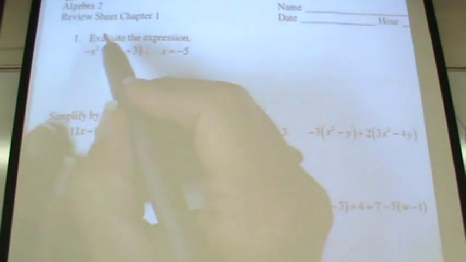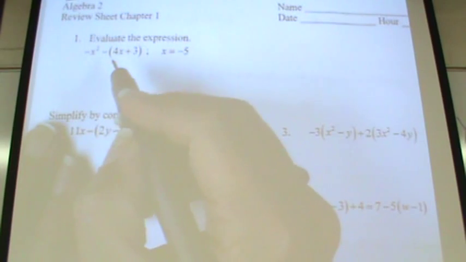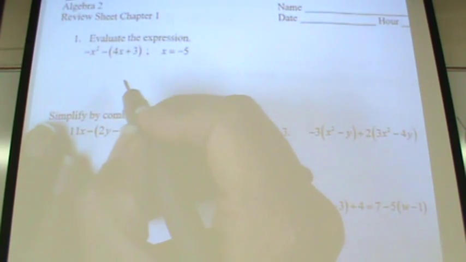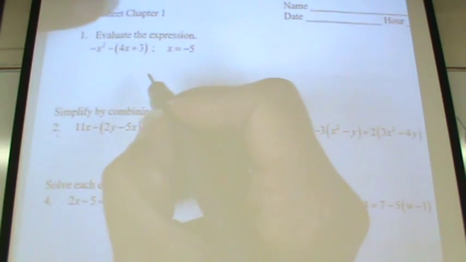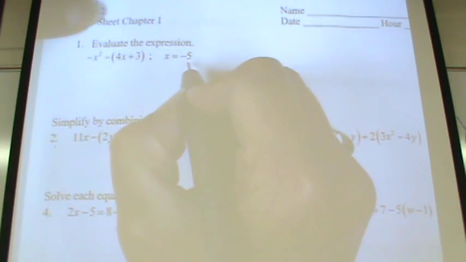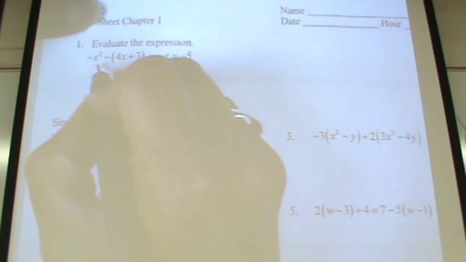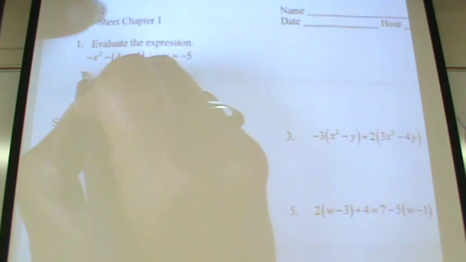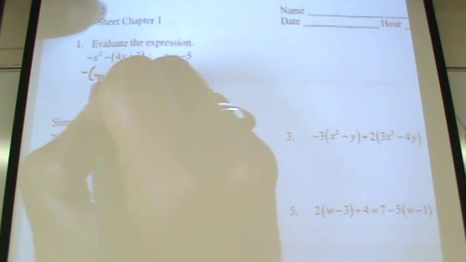Here is the Algebra 2 review worksheet that you are assigned for homework tonight and all the answers and how to. For the first problem, evaluate the expression. You're going to plug -5 into this expression. So you have to watch the order of what you do.